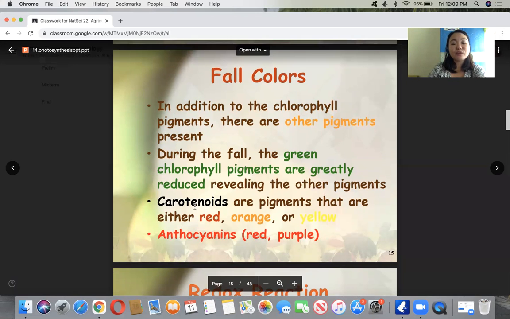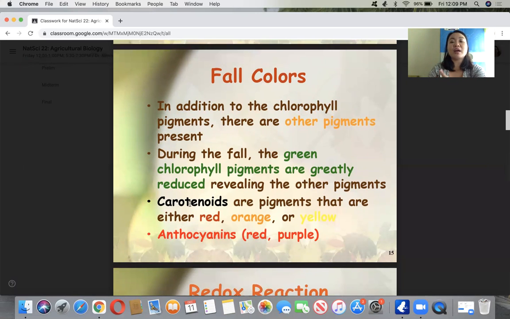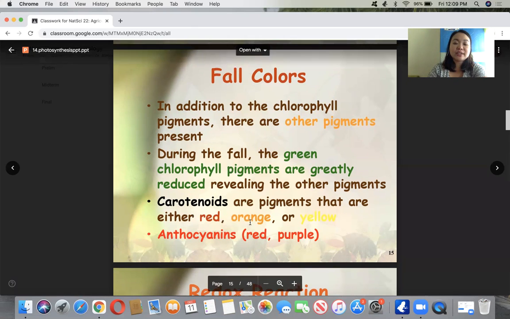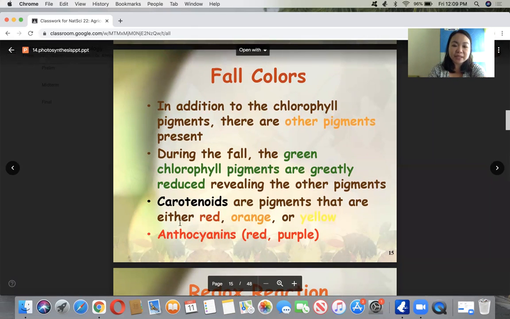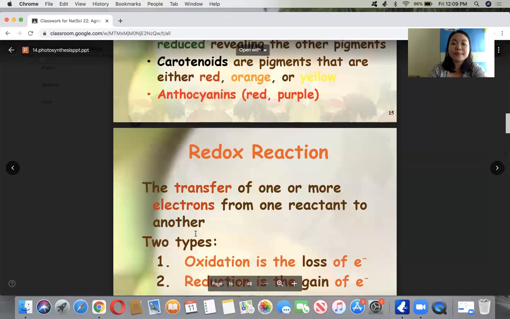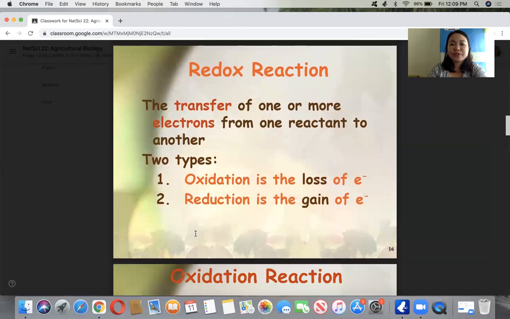So therefore, the other colors that are being absorbed, that the carotenoids are, which are either red, orange, or yellow under carotenoid pigments, and the red and purple under anthocyanins, are being revealed.